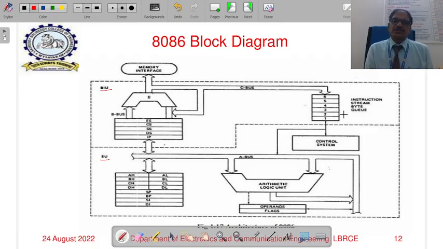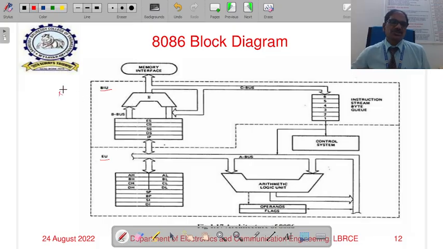So it can fetch a 6-byte instruction queue. This queue can have 6 bytes of instructions prefetched and stored in it. That is the usage of the queue. So prefetching is done with this. The bus interface unit also has one calculation unit, which is the physical address calculation unit. What this unit does is, if it has to fetch the next instruction from the memory, it calculates the address of the next instruction.